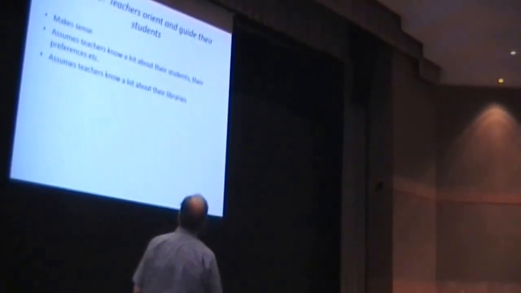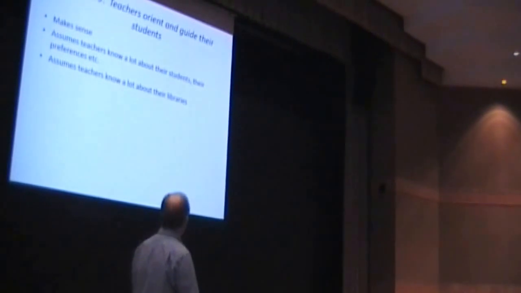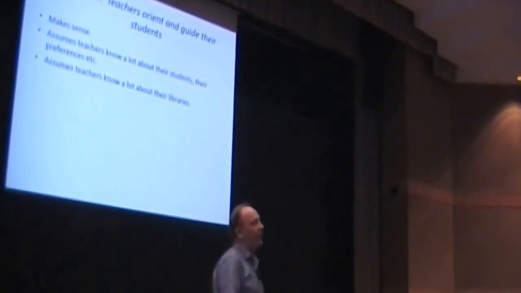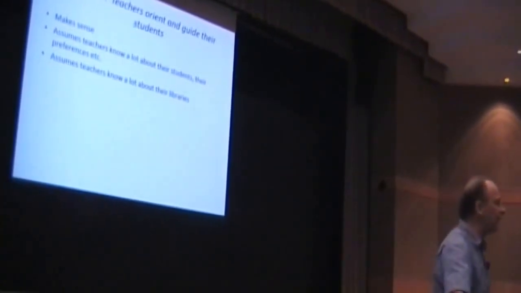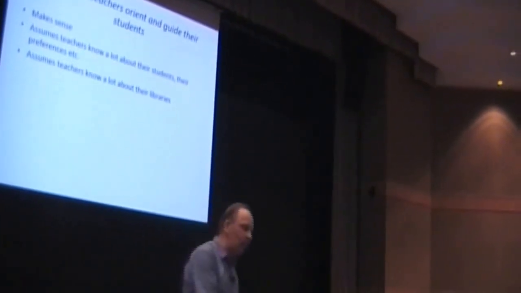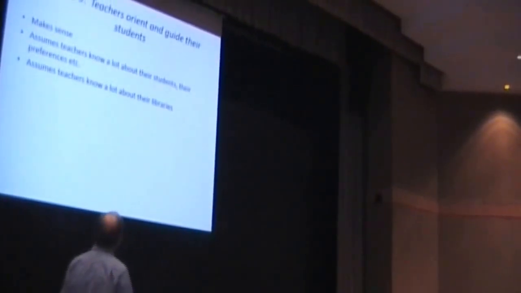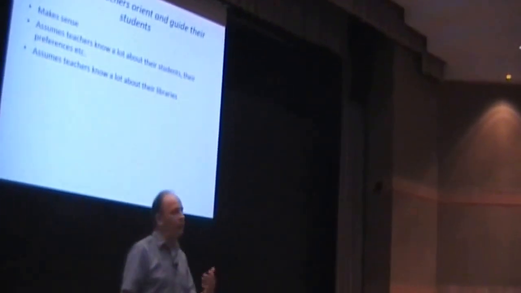Number 9, teachers orientate and guide their students. That makes sense, but it assumes that teachers know a lot about their students and their preferences. Most of us, when we start an extensive reading program, we get 30 new students, we can't even remember their names for a few weeks, let alone what their preferences are, and all these other things that are important, yes? This assumes that we already know our students, and the reality is we don't always know. It also assumes that teachers know a lot about their libraries, and many of us do, but not many of us don't.